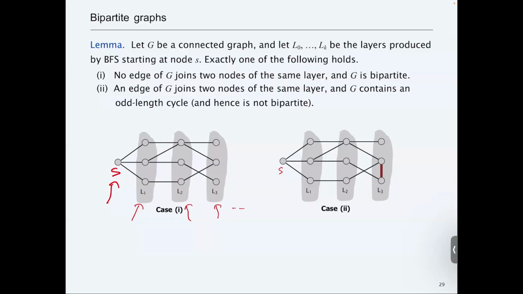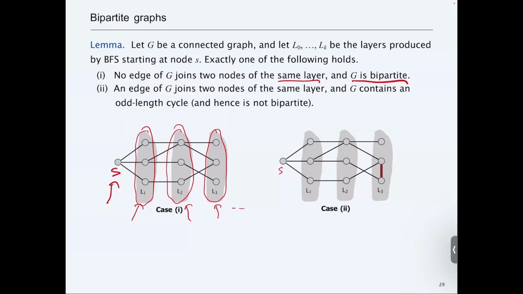Exactly one of the following must happen. So either no edge is joining 2 nodes in the same layer. So in this one example that we see on the left, there are no nodes in the same layer that are connected to each other. If that happens, the graph is bipartite. So if no edge is connecting 2 nodes in the same layer, we know that the graph is bipartite.